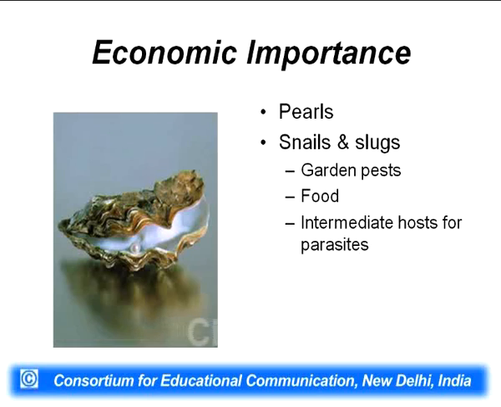Everyone knows about pearls, and pearls are formed naturally in the mollusk called the pearl oyster. Snails and slugs, which are commonly found in moist surroundings, even in our gardens, act as garden pests. Some of these snails are used as food, and many of the snails act as the intermediate host for parasites. Like the helminths, we have talked about the flukes, in which snails are the intermediate host.